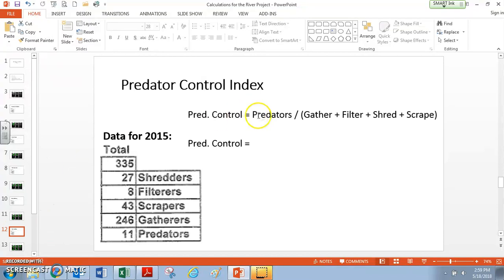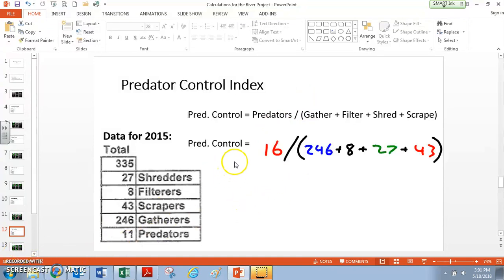So how do we set this up? You just take predators, and you divide it by the sum of everybody else. This is a pretty simple one to understand because it's almost like a percent, right? It's almost like saying what percent of your organisms are predators. It's not quite, but it's almost like that. So let's go ahead and set this one up too.